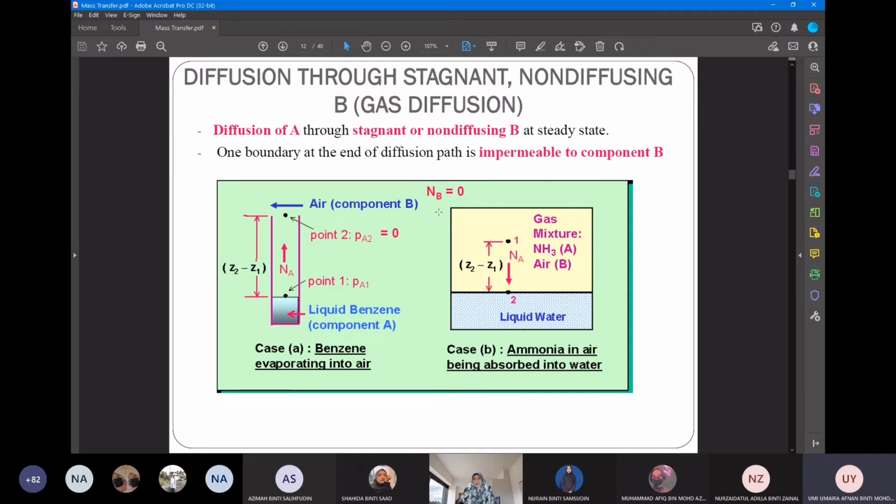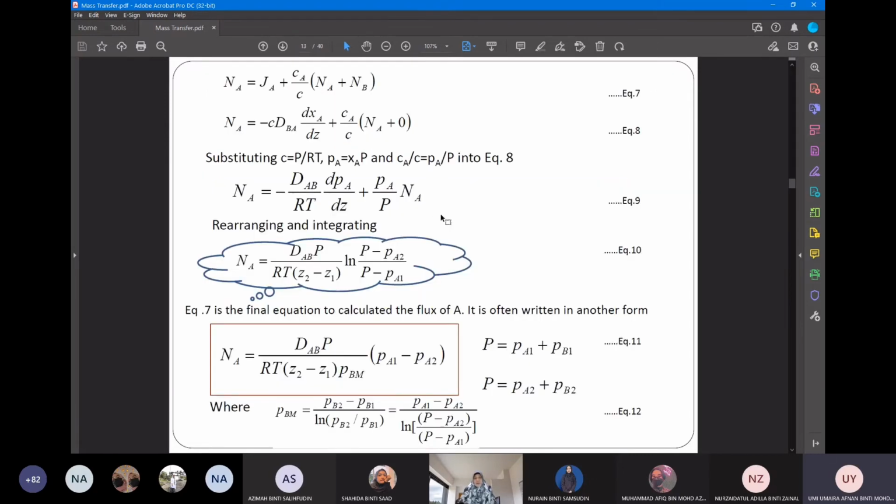It's like that. Okay, so now let's look at what we can do. So these are the formulas for convection just now. Now because it involves diffusing A and non-diffusing B, therefore NB is equal to 0.